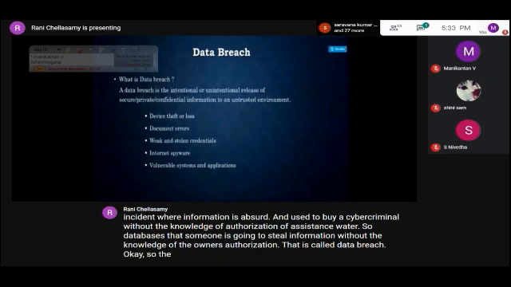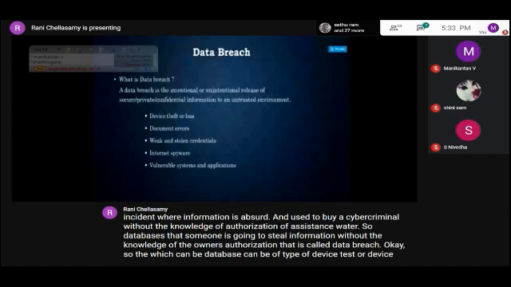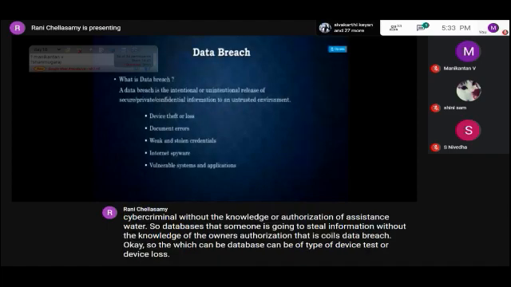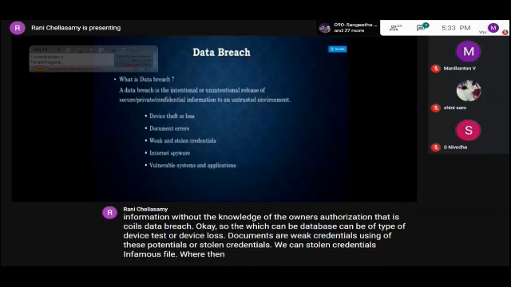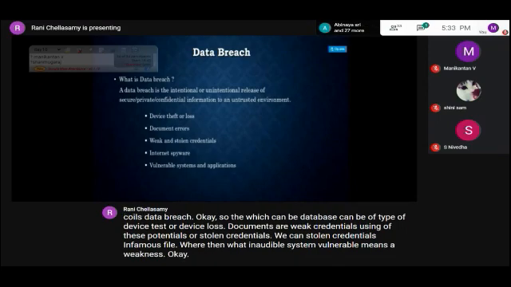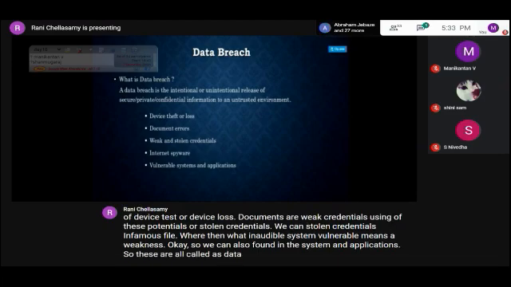Okay. So a data breach can be of the type device theft or device loss, document errors, weak credentials or stolen credentials, internet spyware, then vulnerable systems. Vulnerable means weakness. Okay, so weakness found in the system and applications. So these are all called data breaches.